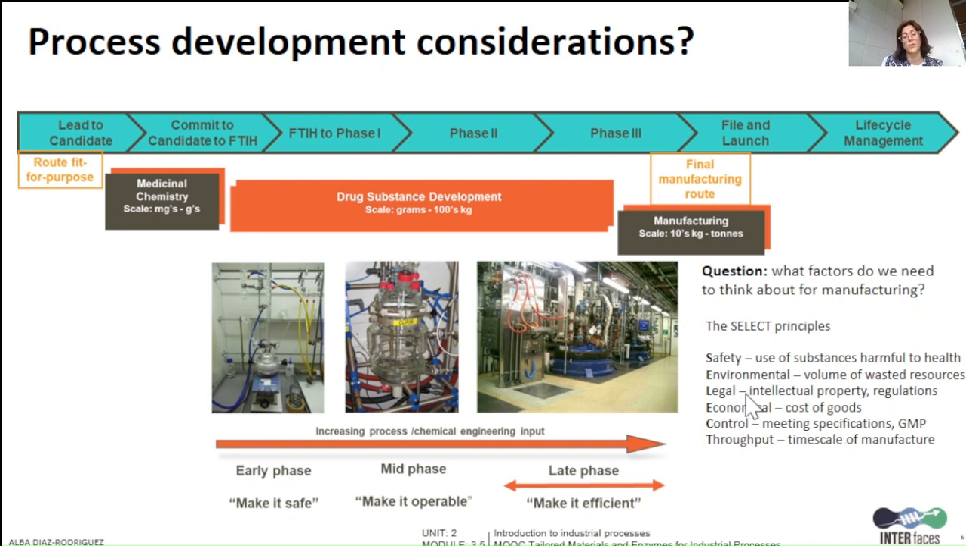Also legal, so we need to have freedom to operate and follow all the regulations. Economical, so we need to minimize the cost of goods for that process. And controls, we need to follow a lot of controls so that we meet the specifications for that drug, and we also follow GMP practices. And finally, throughput, we need to make sure that we minimize the time that the process is in the pilot.